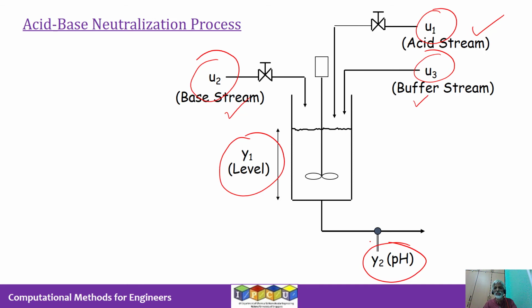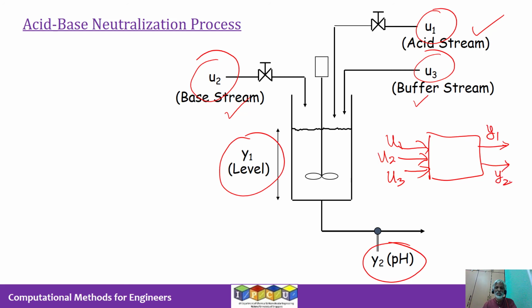So this is a system having 3 inputs and 2 outputs. The flow rate of the acid stream is one input, the flow rate of the base stream is another input, the flow rate of the buffer stream is the third input, and then you have 2 outputs: Y1, which is the level, and Y2, which is the pH. So you may have feedback controllers that do this task for us. If I want to maintain Y2 at a certain value, I measure the value of Y2 and compare it with the value of 7, which is the set point value. Let's say that is the target value.